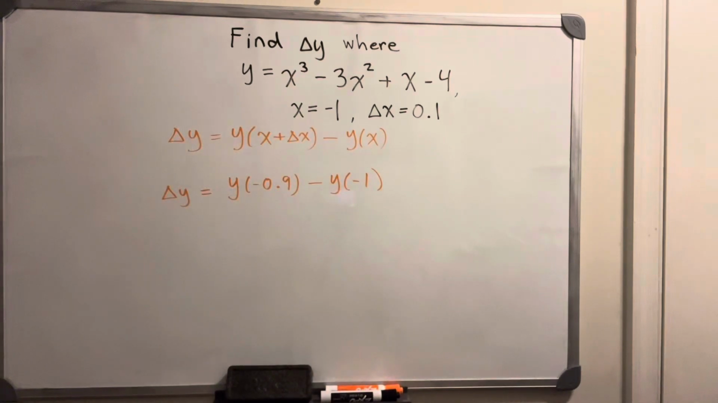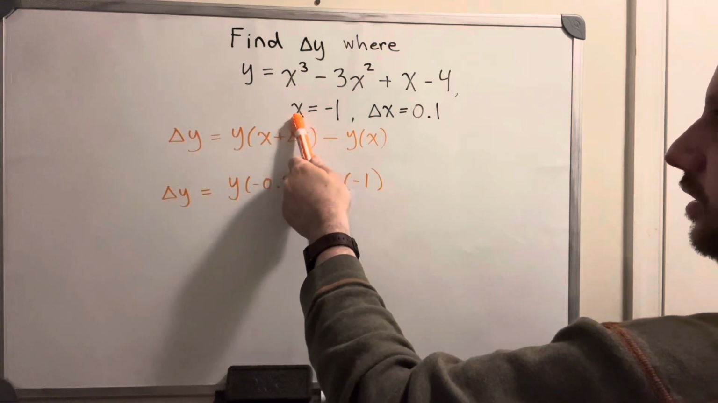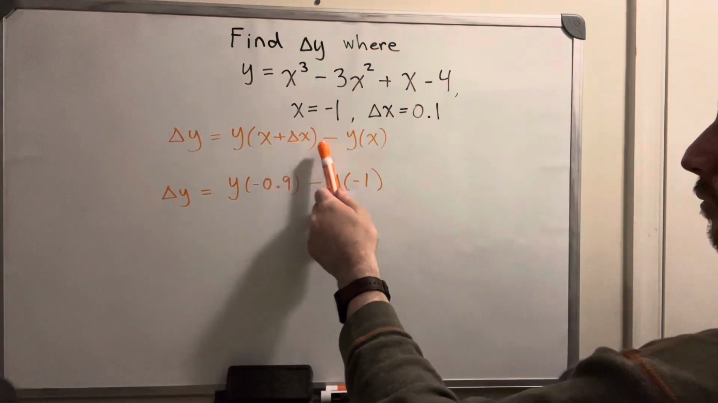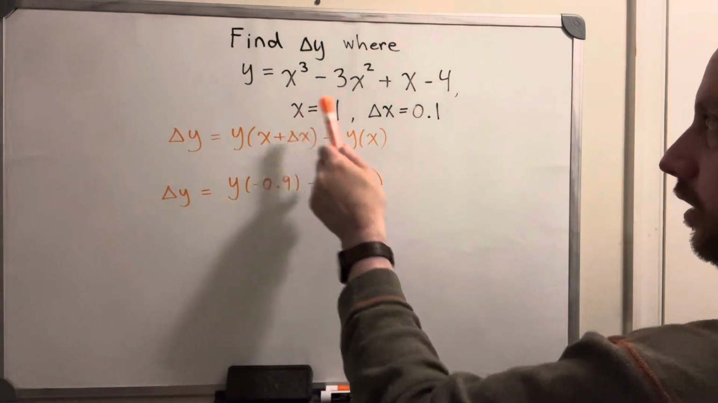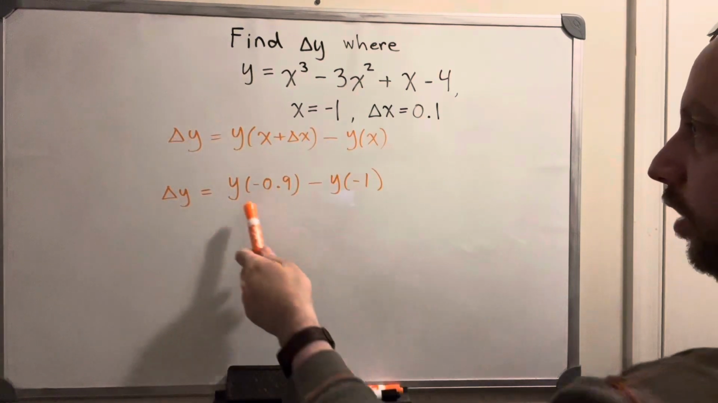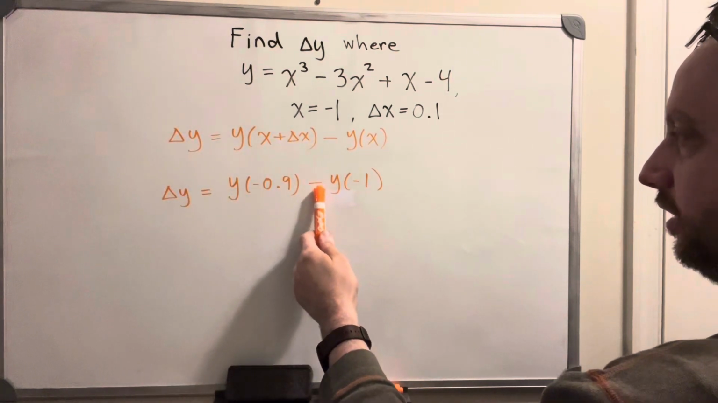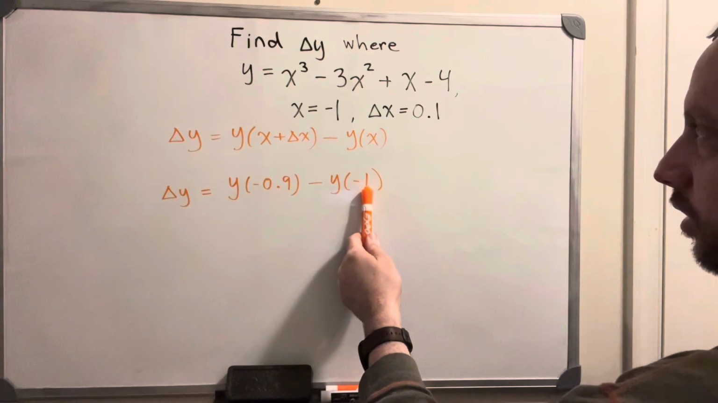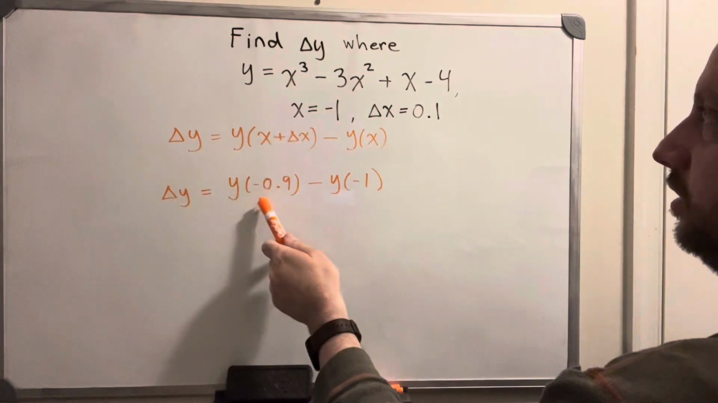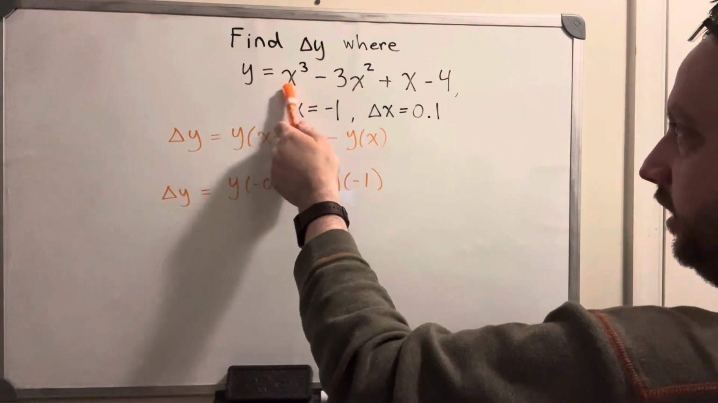So to find the delta y, we want to find the y of the x that we care about plus the delta x, and then we subtract the y value of the original x. So in this problem, we want to find the y value of -0.9, and then subtract the y value of -1. So let's plug -0.9 into this function and find the value.